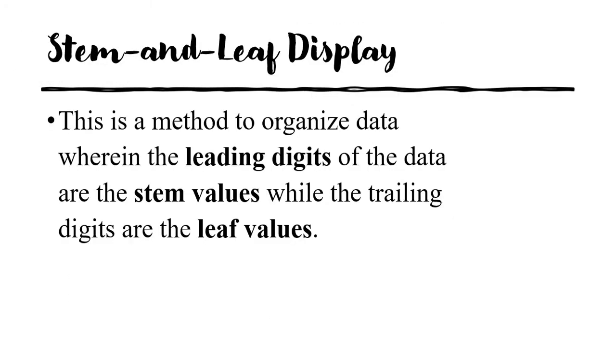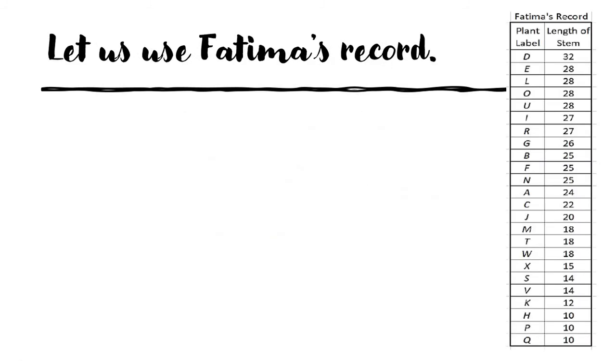Another way to arrange data is stem and leaf display. So, yung una, through table or tabular. Now, the stem and leaf display. So, this is a method to organize data wherein the leading digits of the data are the stem values while the trailing digits are the leaf values. Okay? So, gamitin natin yung record ni Fatima kanina dun sa ating situation. Ito yung kanyang record. So, ito yung ginamit ko para naka-arrange na from the highest to the lowest number.